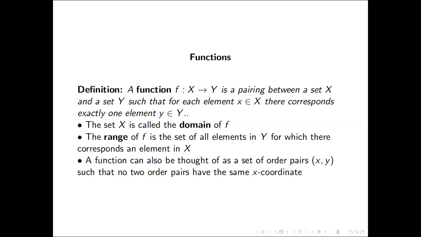And if we translate that to ordered pairs, that would mean that all x coordinates will have exactly one y coordinate paired to it. So in other words, no two of the ordered pairs in that set have the same x coordinate. And that should be familiar to you. That was the usual way functions were defined in secondary school.